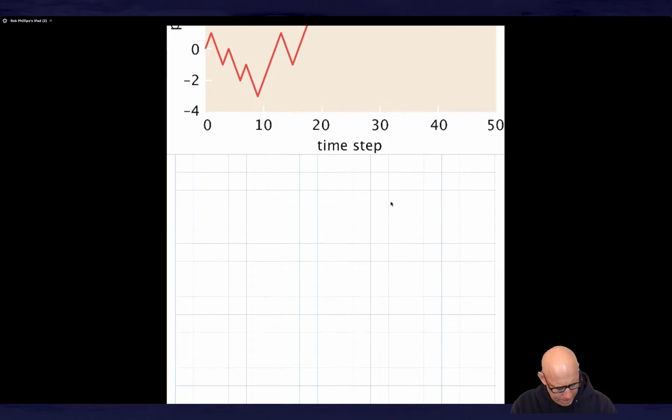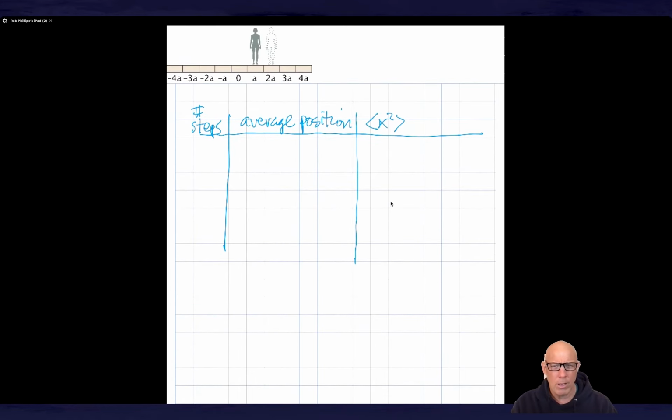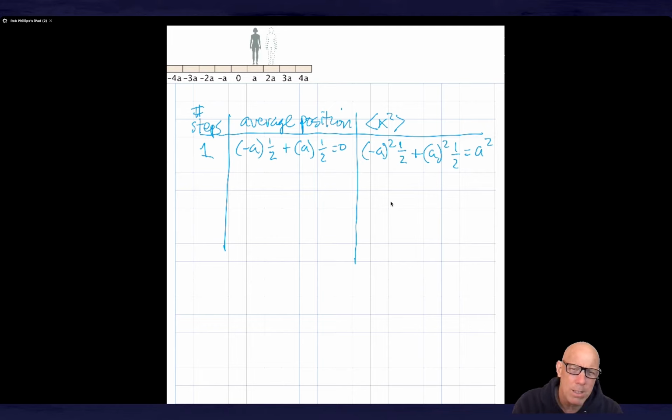Okay, so what I want to do is I've started this table, and after one step, the walker can be at position minus a with probability 1/2, or at position a with probability 1/2. And so that means the average position is 0. For x squared, well, I take the position, square it, and then multiply by the probability. And so in this case, I get a squared. So after one step, the mean squared displacement is a squared.